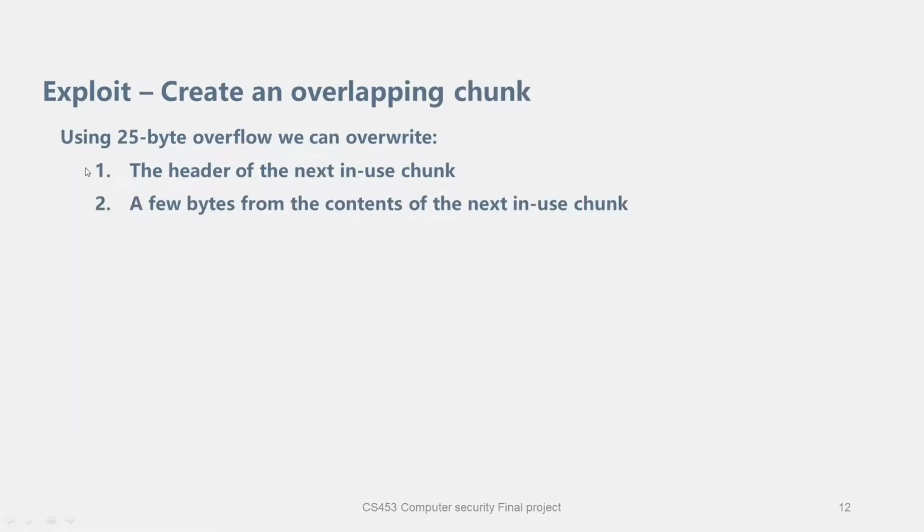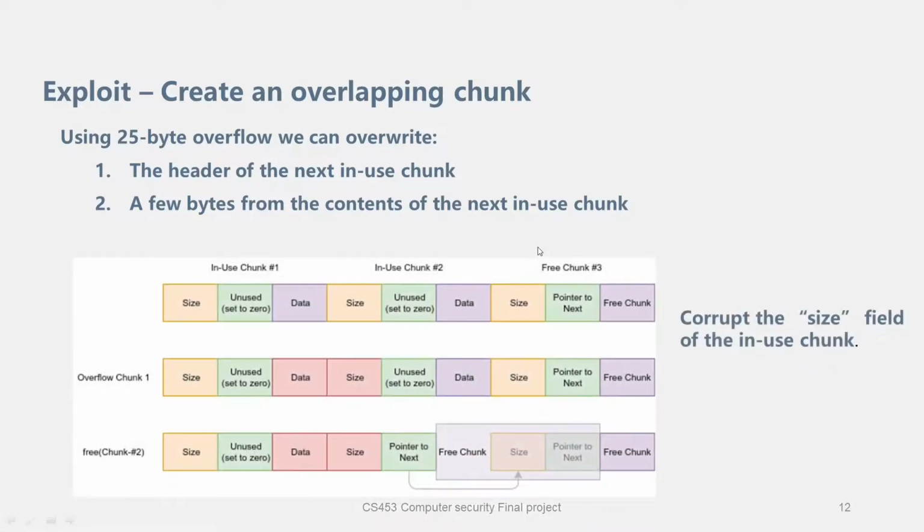Using our 25-byte overflow, we are able to overwrite, first, the header of the next in-use chunk, and second, a few bytes from the contents of the next in-use chunk. We can corrupt the size field of the in-use chunk. Once the TDLS connection is torn down, it will cause the next free operation to create a free chunk whose tail end overlaps another heap chunk. We could then point the next free chunk at the memory address whose contents we'd like to modify.